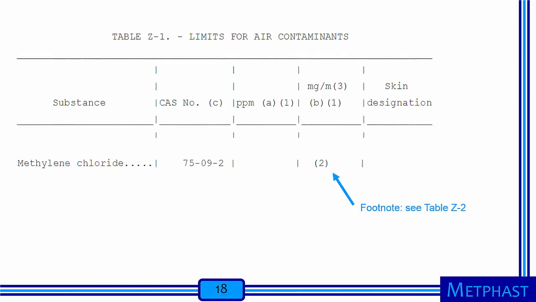What if I'm interested in methylene chloride? I look it up in table Z1 and I find another footnote, a 2 in parentheses. This footnote tells me to see table Z2. So this example demonstrates how you really need to be persistent when you're looking these things up. You've got to know the footnotes. You've got to keep on digging into the documents.